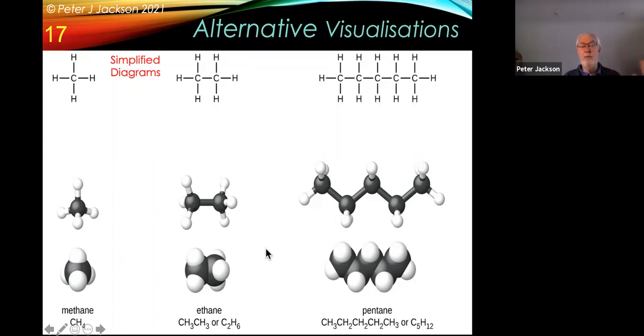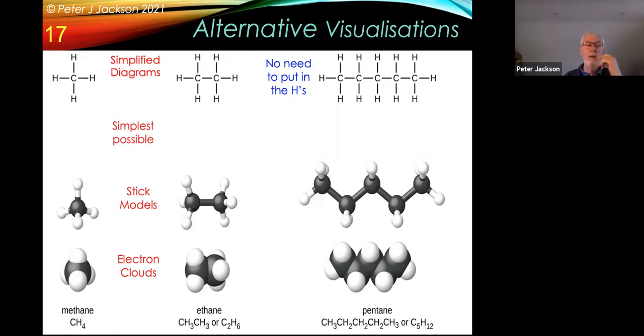We just simply use black for carbon as a matter of course, and white to represent hydrogen. They're neither black nor white, although carbon in total is black if you get a lot of them. So those are called stick models, and the bottom ones are called electron clouds. Electron clouds. Right. So we can make it even simpler.